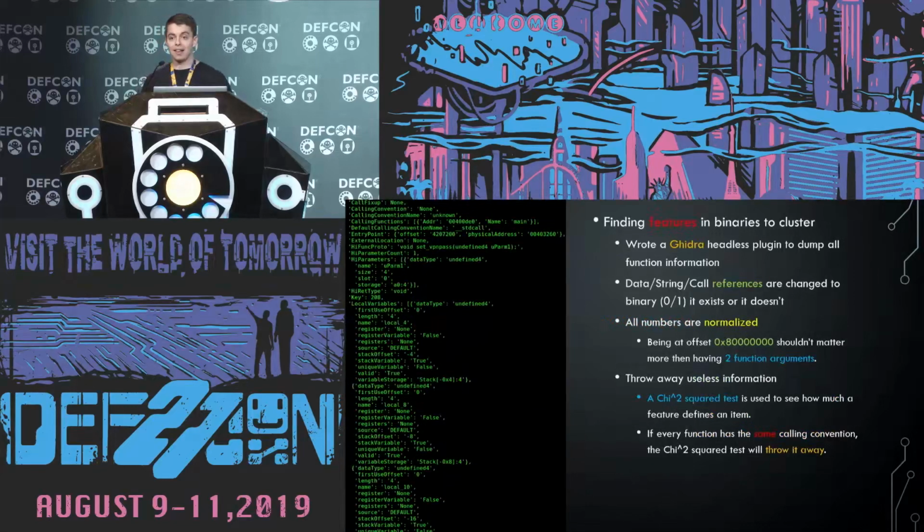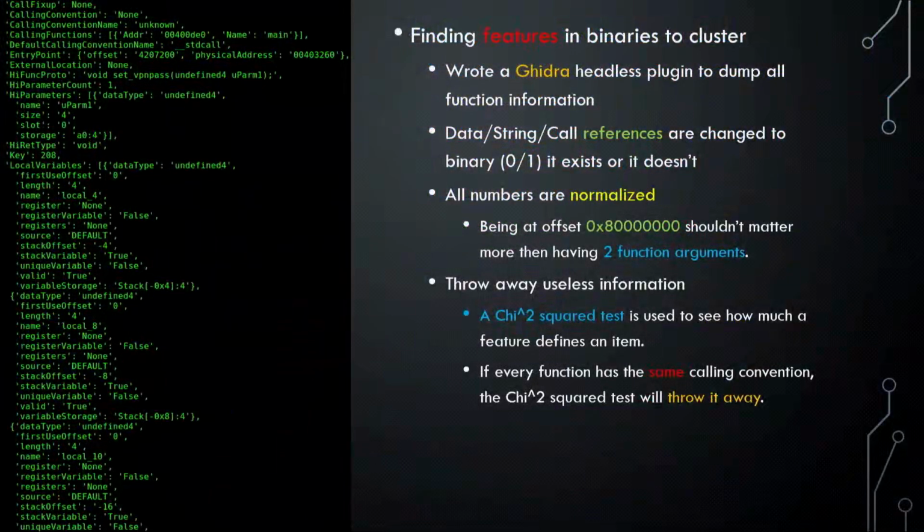Ghidra has a lot that you can pull out of a function. It has a lot of information that lets you convert it to the existence of data. You can turn a data string call reference into a 0 and a 1. You can normalize the information so that one feature, one set of that data, is not more important than the other, or maybe it should be. But being at offset 8 million in memory shouldn't be more important than having 2 function arguments.